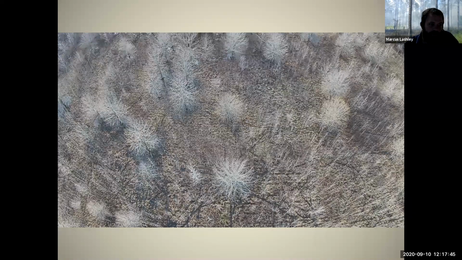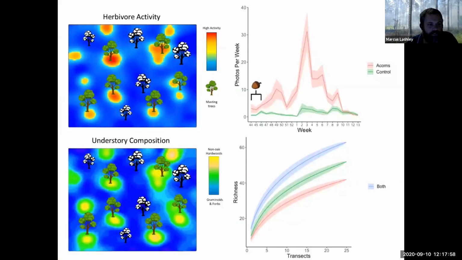And when I say consequence, I don't mean negative or positive. I'm just talking about how animals are dramatically changing the way the community functions as part of that community when they are using these things. And here was a pretty cool study that I was involved with where we showed when we have trees with acorns on them, we increase animal activity substantially, and that actually changes the plant community richness around those.